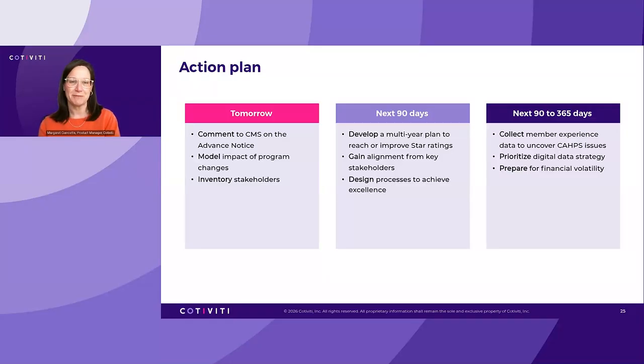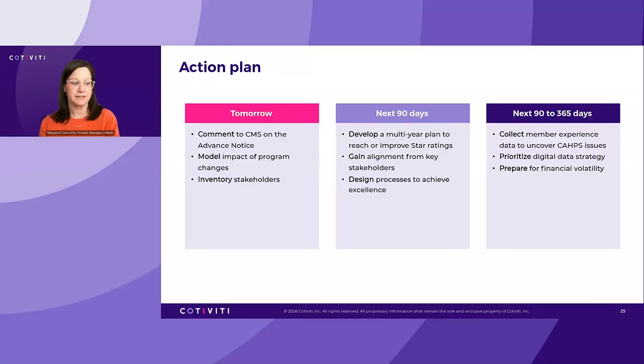Next, model the impact of your proposed changes on your plan. You can use Cotiviti's scenario modeler or any other modeling tool to understand the impact of program changes on star ratings and revenue. So how does removing HEI, reinstating reward factor, and removing operations measures affect your plan in particular?